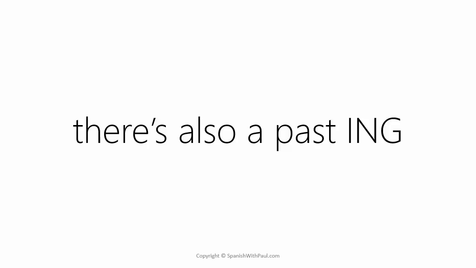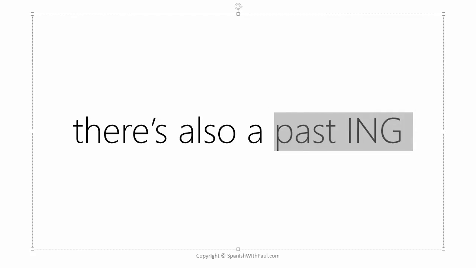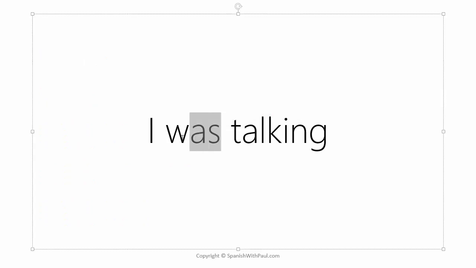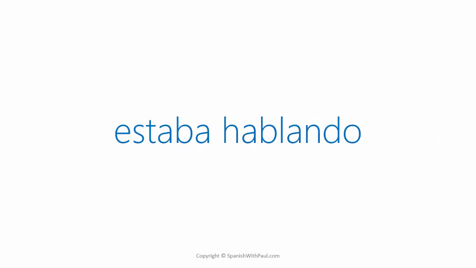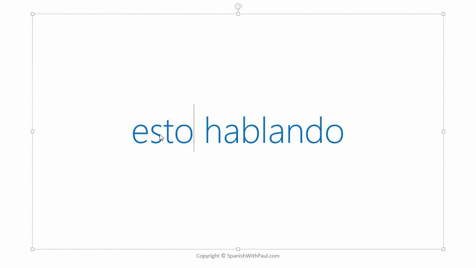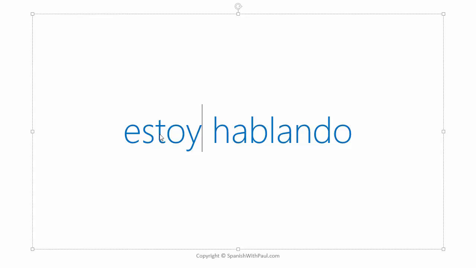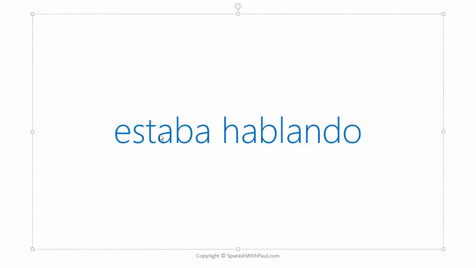but there's also a past ing, and that is very easy to get. Instead of estoy and estás, está, we go into the line past. So you'd have estaba, estabas, estaba, estábamos, and estaban. So for example, to say I was talking, instead of I am talking, but I was talking, it would be estaba hablando. So let's look at the change here. We have estoy hablando, meaning right now I'm talking, but estaba hablando, meaning I was talking.